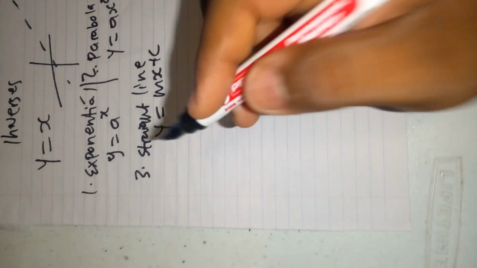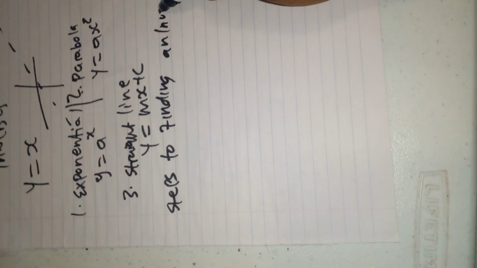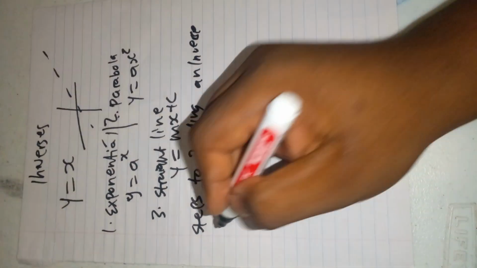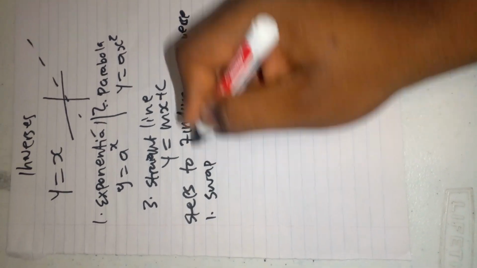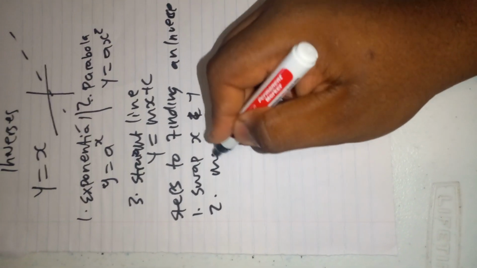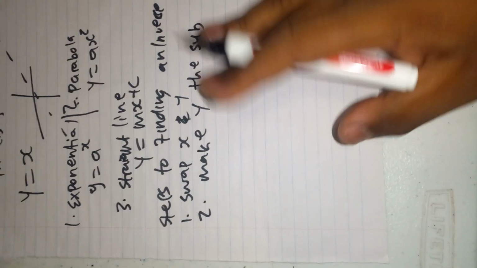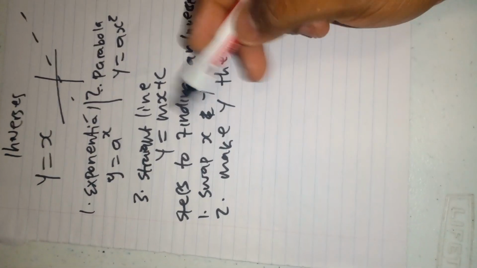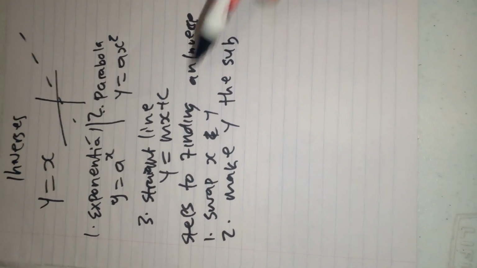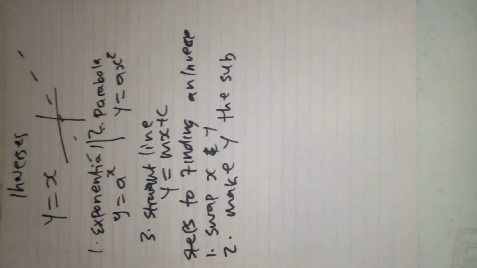Okay, so now let's go to the steps to finding an inverse. Number one, you swap x and y. Is it fine? Then number two, you make y the subject of the formula. Is it fine? So as you can see, those are the steps for finding an inverse. Number one, you swap x and y. Then number two, you make y the subject.